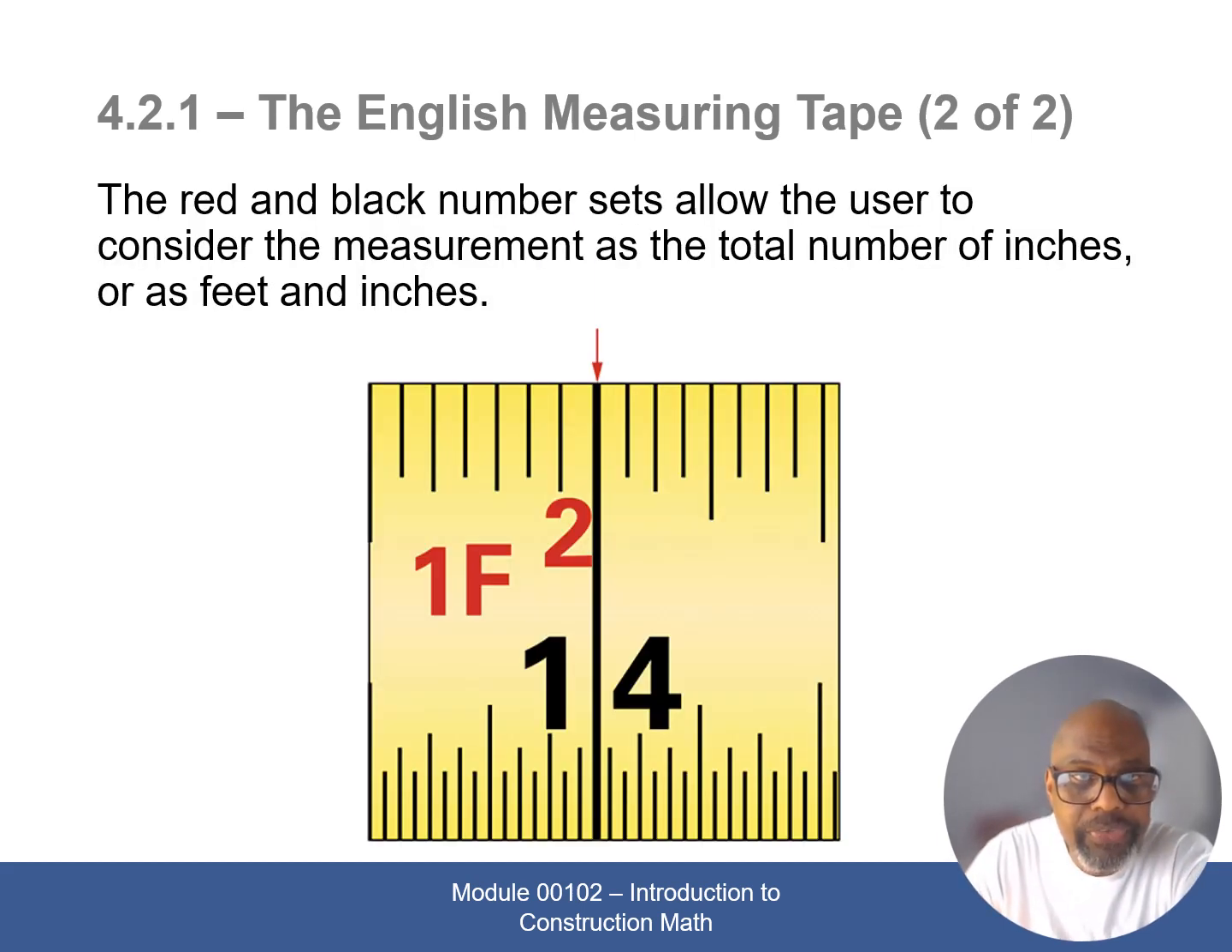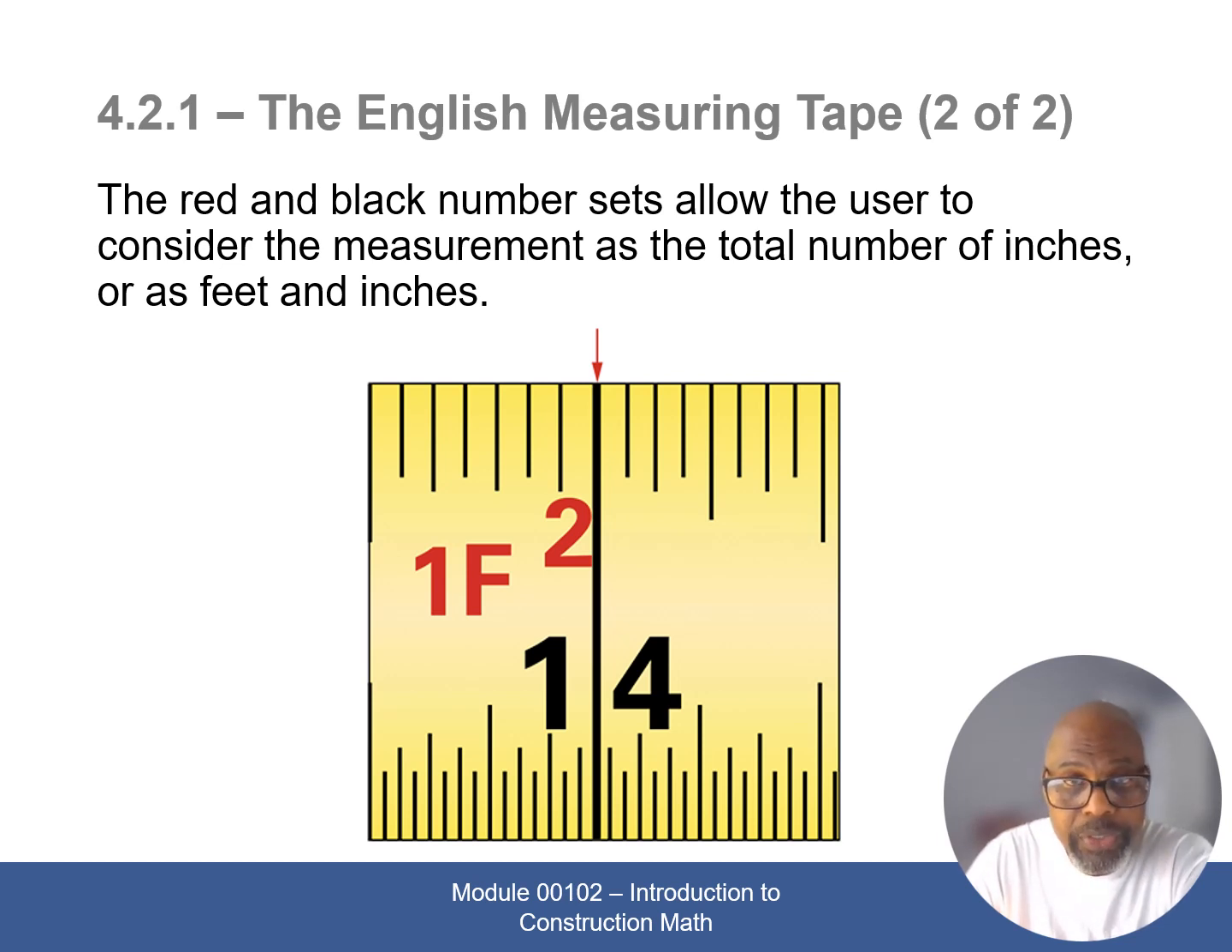So again, we see this. This is a ruler. It's nice how they make it easy for you to identify certain things. The red mark and the black number set allows the user to consider the measurement as the total number of inches or as feet and inches. So you can look at it: it's 14 inches, which is the same thing as 1 foot and 2 inches.